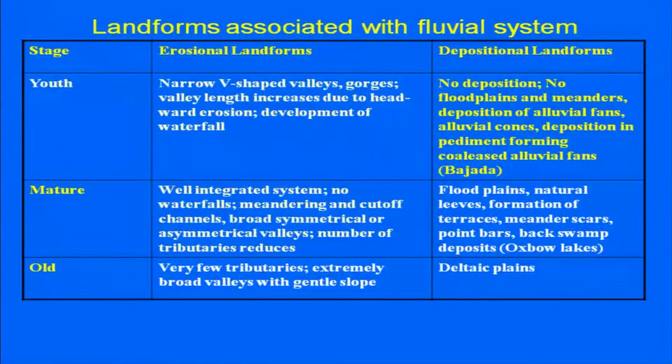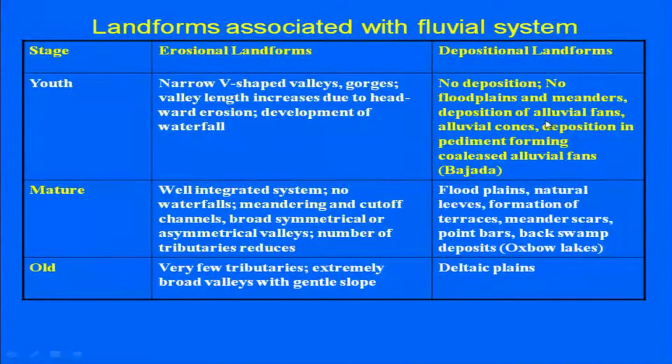If you come down to this slide, it shows that the erosional landforms in the youth stage are narrow V-shaped valleys and gorges. Valley length increases due to headward erosion. This is what we were talking about, how the drainage basin is formed. The headward erosion will keep taking place, and the valley length or the drainage basin will keep increasing and occupying more area in the upper ridges. Development of waterfalls will also be seen, because this is the youthful state. In the youth state, among depositional landforms, no deposition will be seen because the erosion is continuously going on, so no floodplains and meanders.